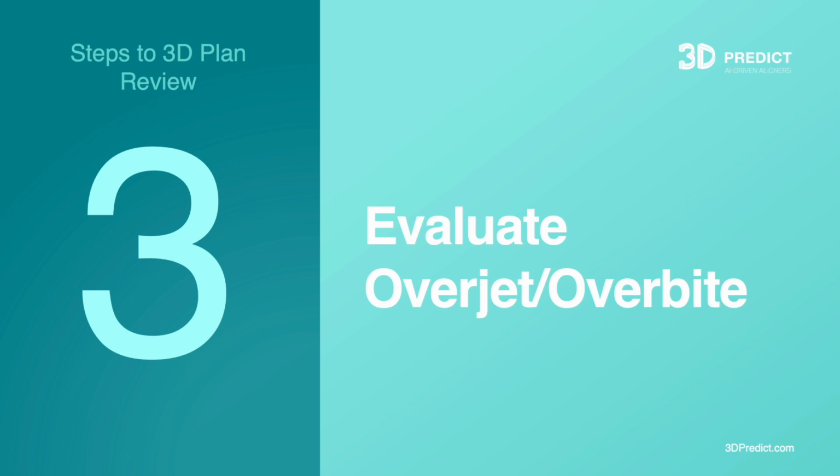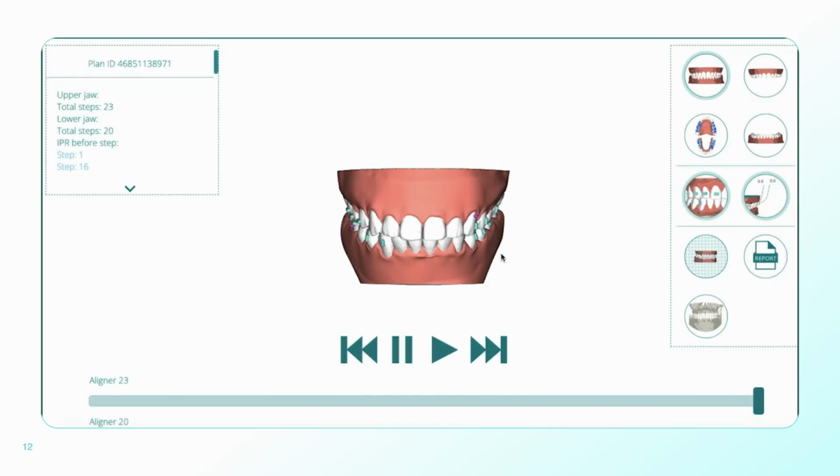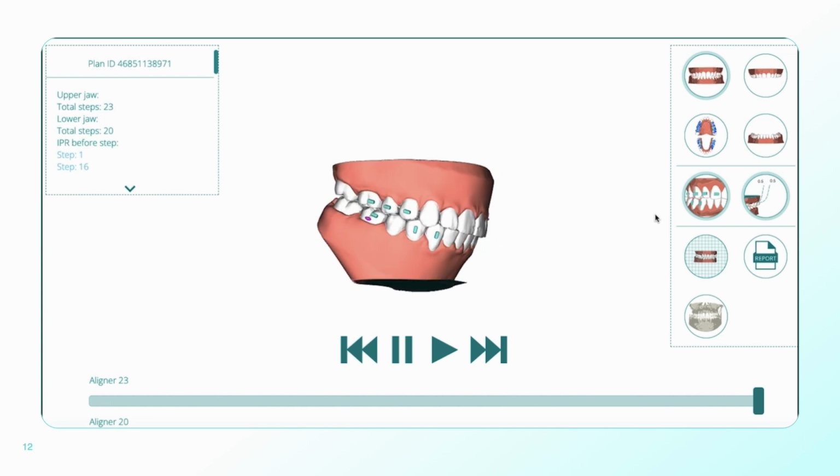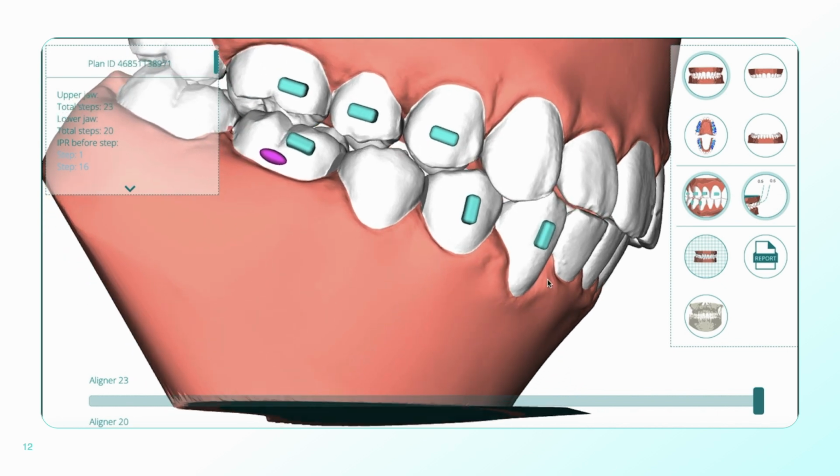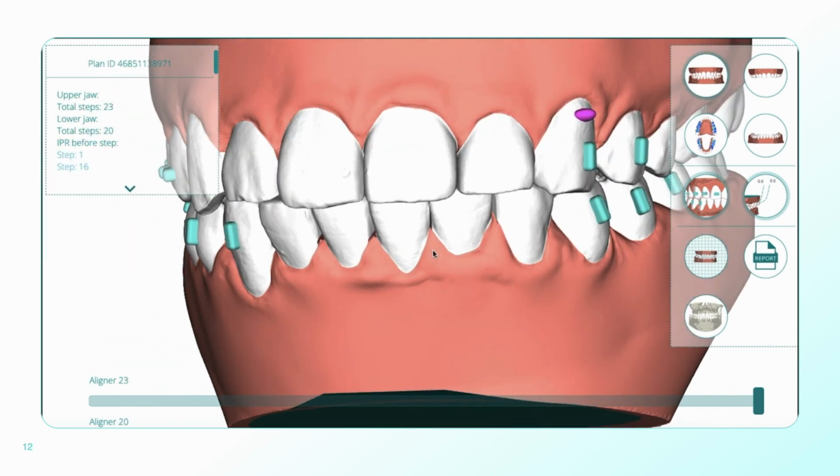The third step is to evaluate overjet and overbite. Please do this by zooming in on the model's in occlusion. And please always check lingual to make sure you are evaluating the overbite appropriately.